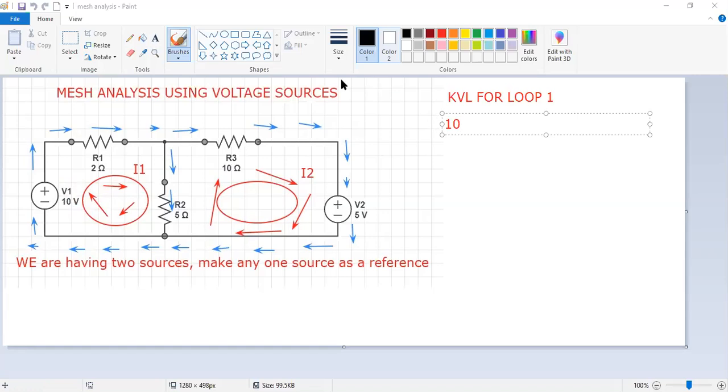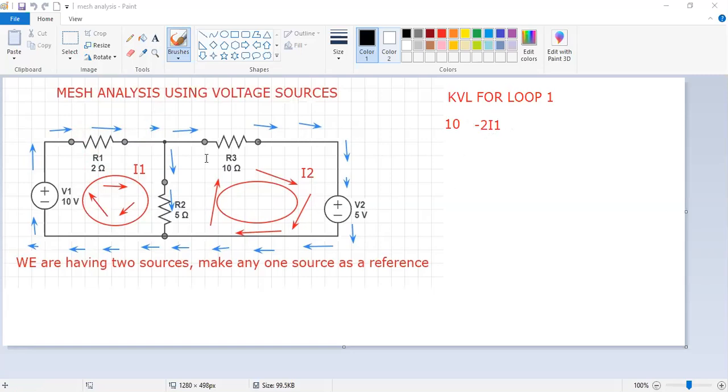Then coming for the resistive branch. For resistance R1, that is 2 ohms here, the branch current is moving in this way, and my loop current is also moving in the same direction. Whenever branch and loop are moving in the same direction, then I can say minus I1, because which current is flowing here? I1. So I1 into R1 means 2I1. So minus 2I1.